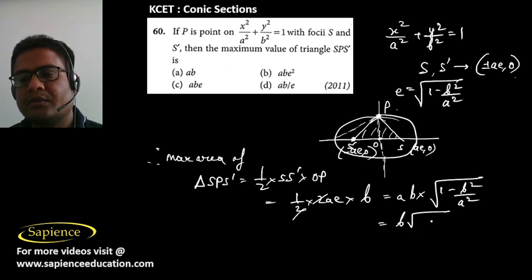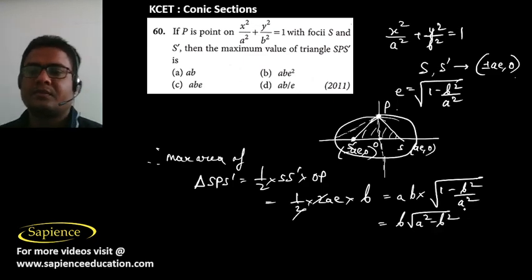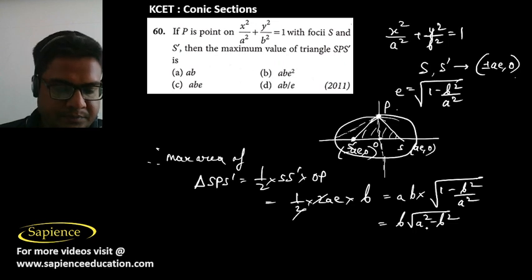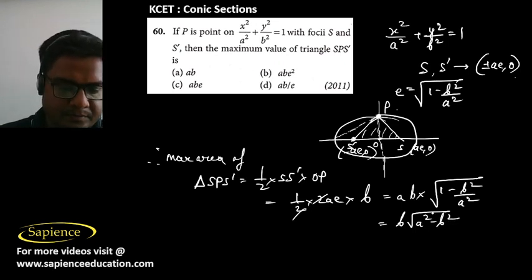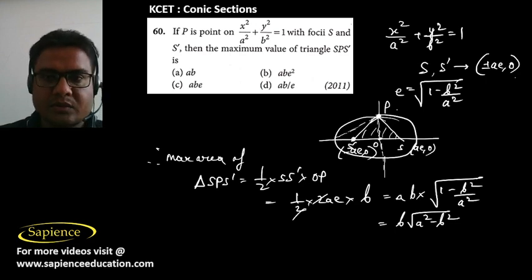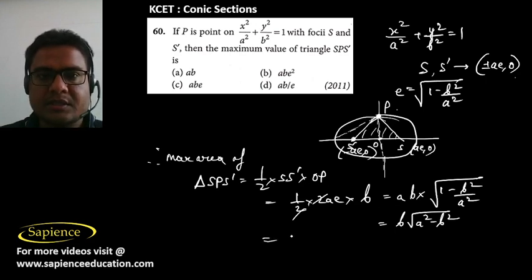So it will be B into square root of A square minus B square, or simply I can say it as ABE. So option C is the correct answer.